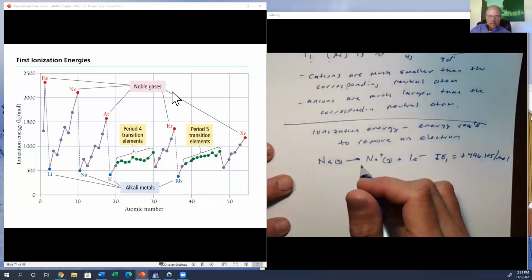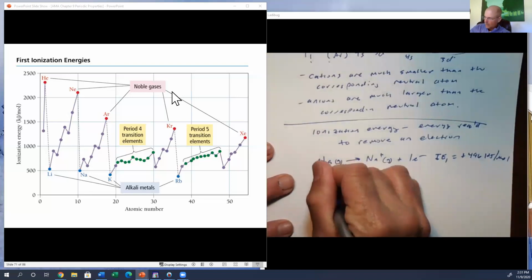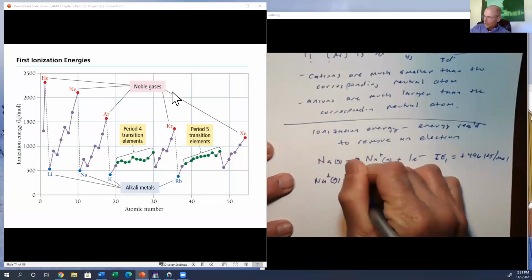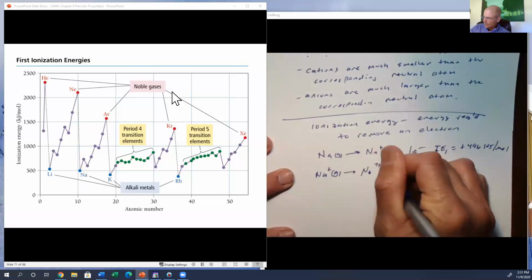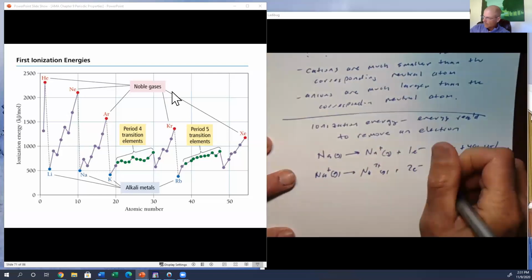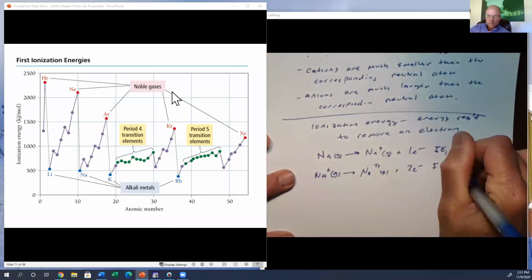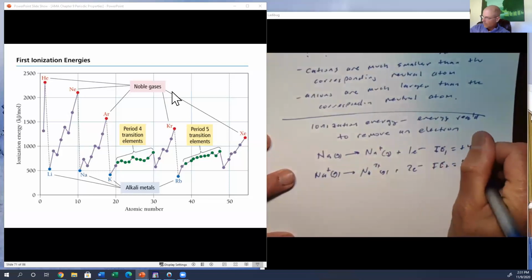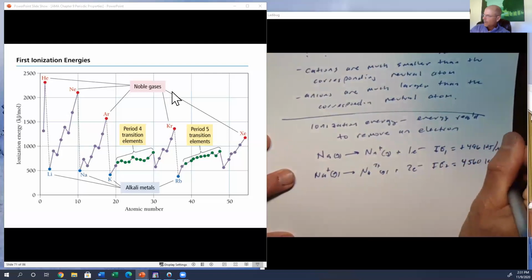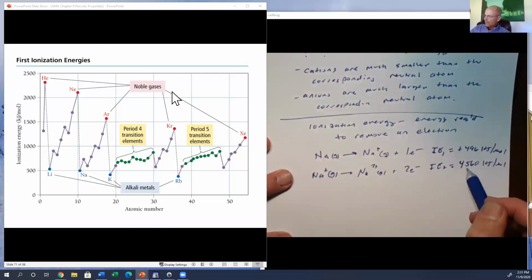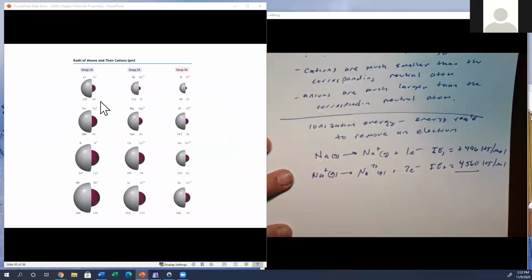Similarly, for the second ionization energy, we can write an equation like this. And notice the second ionization energy is 10 times bigger than the first. Removing that second electron is 10 times harder than removing the first electron. Why do you think that is? Because it's closer to the nucleus.